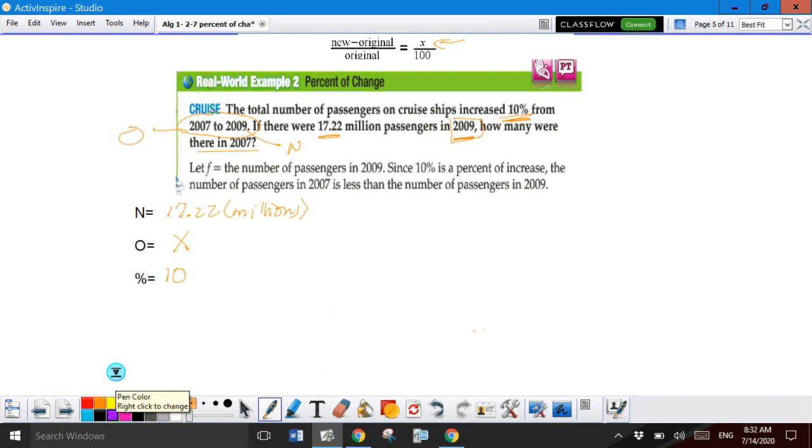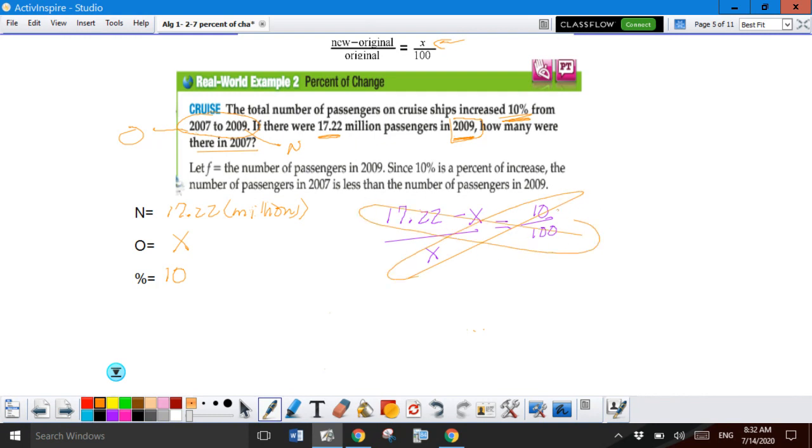So let's go ahead and substitute in our formula and look at what we've got. So 17.22 minus x over x equals 10 over 100. Okay, so this one's a little bit more complex, but that's okay. We're still going to use a cross product. So let's go ahead and write this out and see what we're looking at. So we have 100 times the quantity 17.22 minus x equals 10x. Well, that's not too bad. Why don't you take a minute and see if you can solve that equation for x?